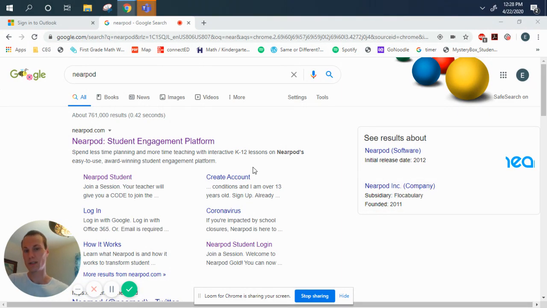Today's lesson, we are doing our second lesson in our space topic. We're going to talk about the outer planets, so here we go.